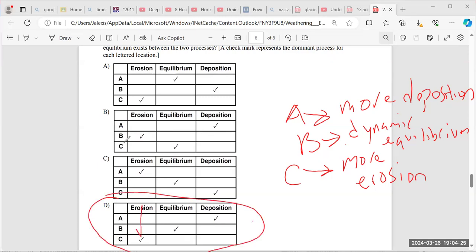You see, erosion is at C, which we checked off. Equilibrium is at B, which we checked off. And more deposition is at A, which we checked off.